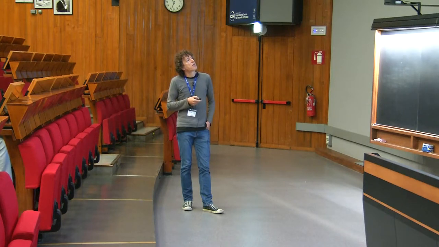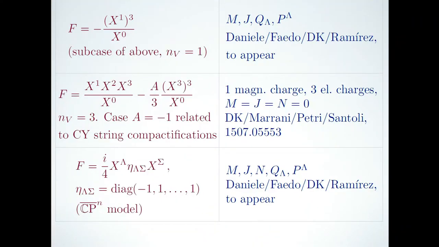And the last is this. This is still a quadratic model, where this eta is the Minkowski metric. So this is what is called the CP^n bar model. This bar means that the scalar manifold is a non-compact version of CP^n. And here you can write down the most general solution. So this is in this paper that will appear soon.